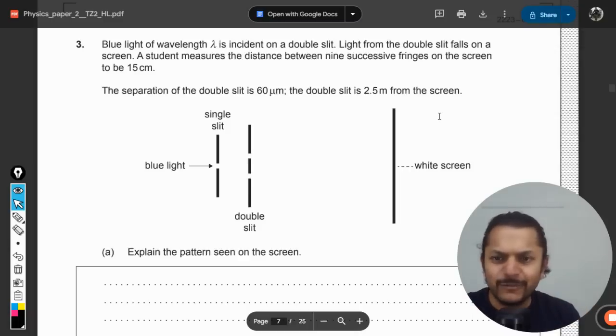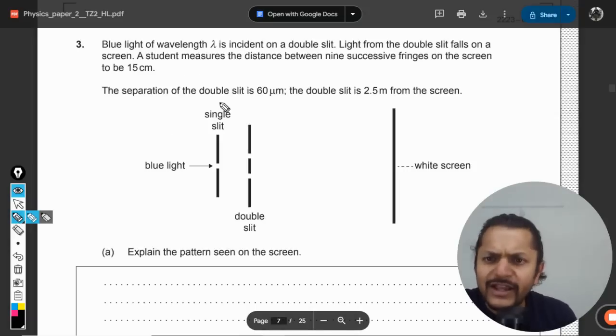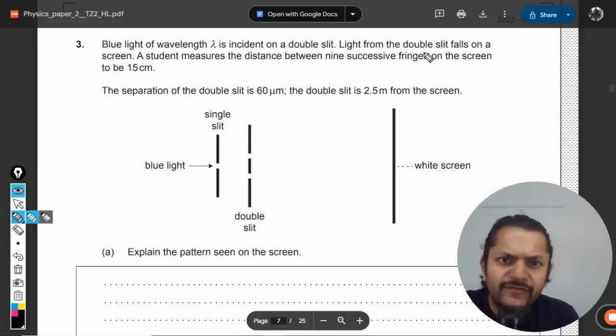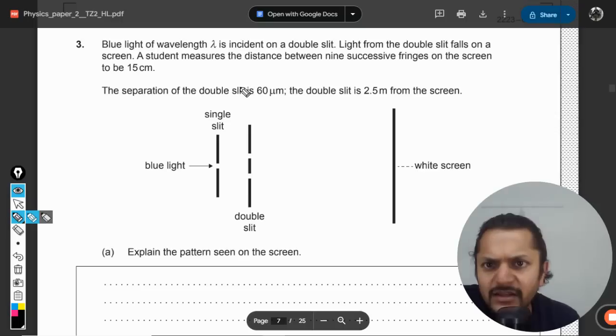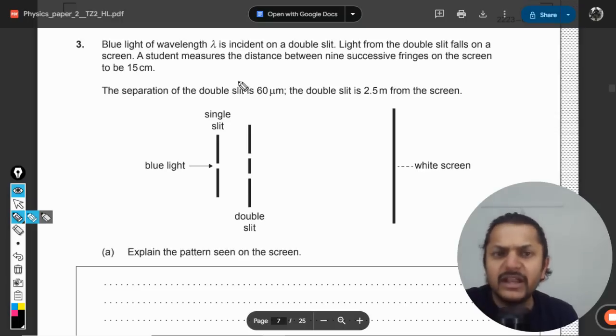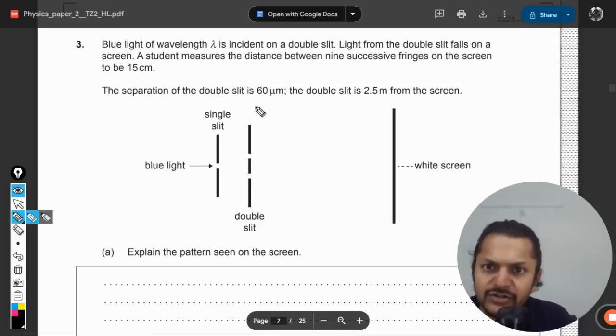Okay, dear student, let us see what is there in this question. Blue light of wavelength lambda is incident on a double slit. The light from the double slit falls on a screen. The student measures the distance between 9 successive fringes on the screen to be 15 centimeter. The separation of the double slit is 60 micrometer.